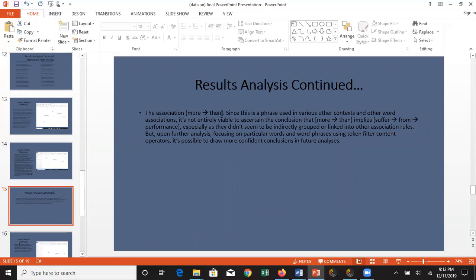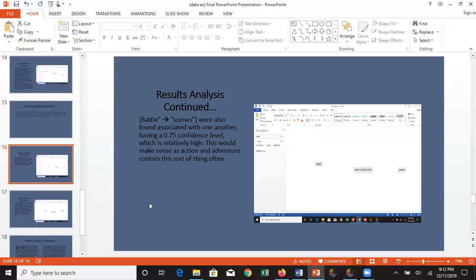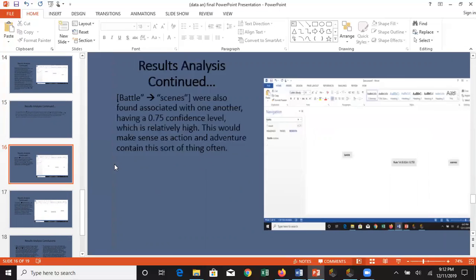When I found more and than, since it's a phrase used in a lot of contexts, I couldn't really make a good inference on it, at least that I would feel confident in, and it didn't seem linked with any association rules. Battle and scenes are, of course, 0.75. This makes sense for the action, like I had stated, as you can see.